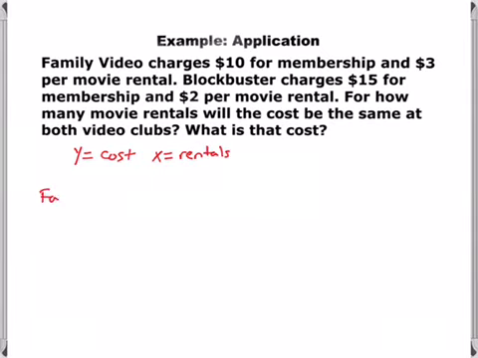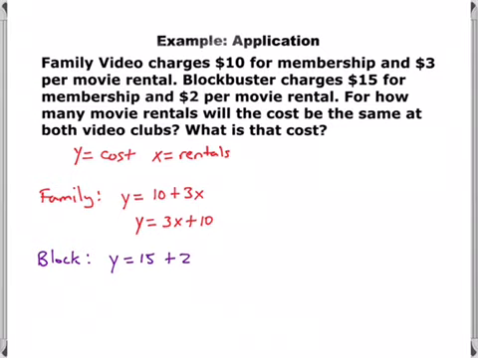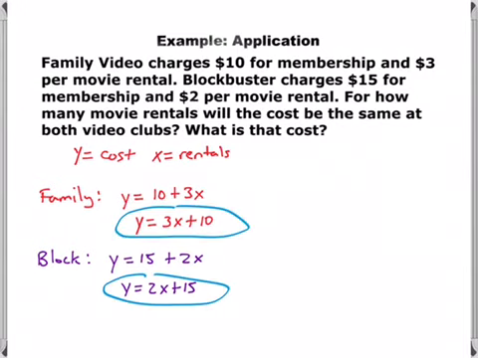So for Family Video, we've got total cost is going to be equal to the $10 membership plus the $3 per movie. Or once again, we can write it more in slope-intercept format. So y equals 3x plus 10. And then Blockbuster, same thing. We've got total cost equals the membership charge of $15 plus $2 per rental. And so what we want to do is graph both of these and see where they intersect to figure out our answer.